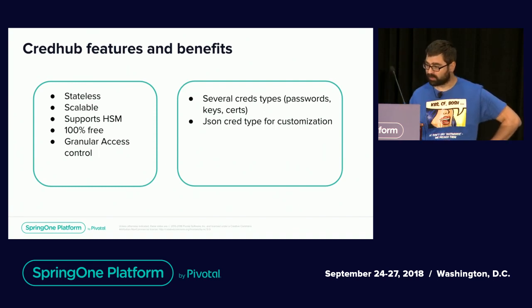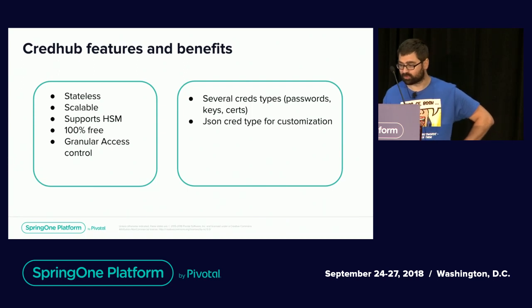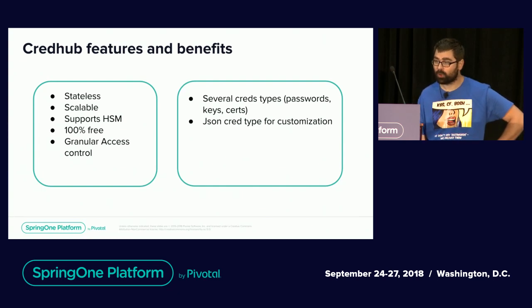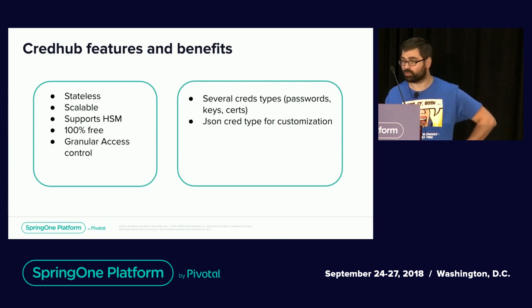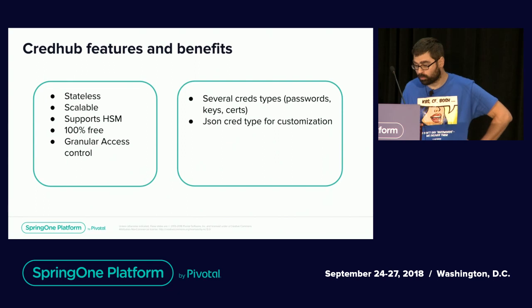CredHub has several credential types, actually many of them, and I can't imagine any stuff that is not here. Passwords, keys, certificates, everything is there. But it also has some custom JSON types. Once I've seen a proof of concept where guys used CredHub as a config server using these JSON primitives. It's probably not the best thing, but it's reliable, has a simple API, so why not?